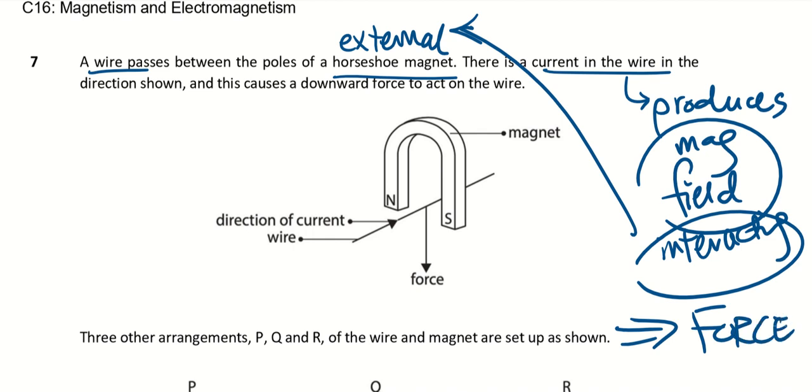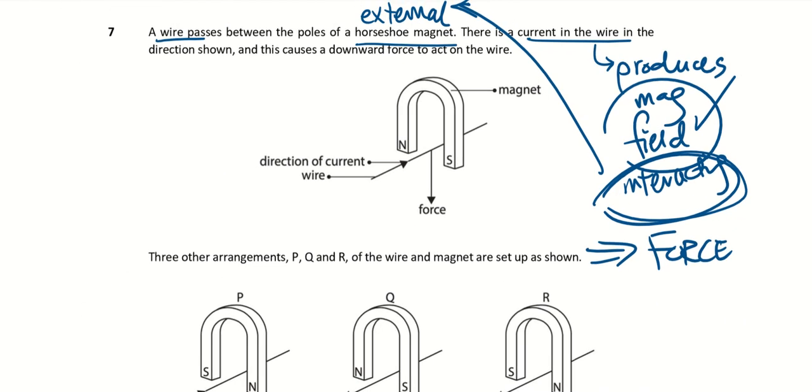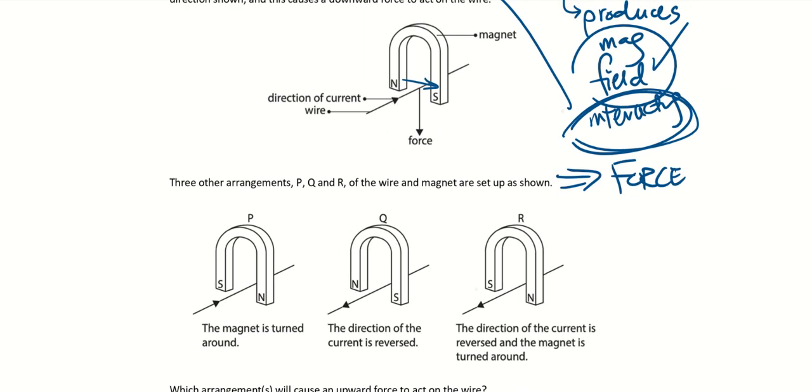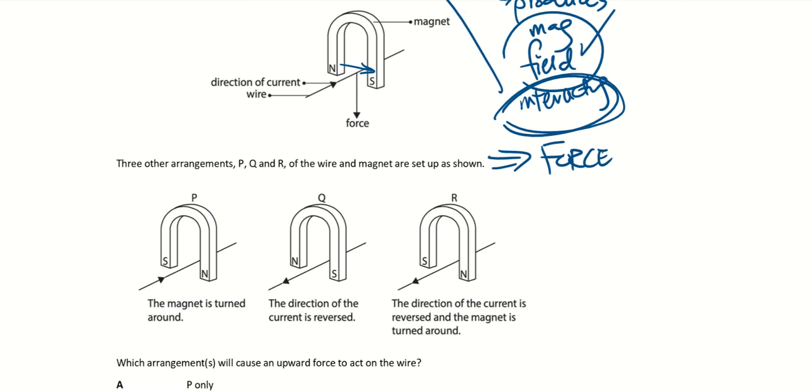So there must first be current flowing. When current flows, it will produce a magnetic field, and if it's placed in an external magnetic field, they will interact, and then there will be a force exerted on the current carrying wire. In this case, they give us the direction of current as well, and the external magnetic field, which is going from north to south. The external magnetic field is always going from north to south, and in this case the force is downwards.